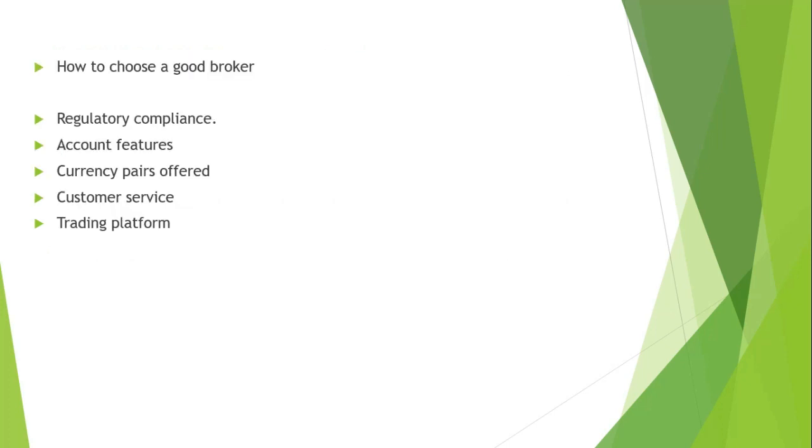We are going to discuss 5 things you should put into consideration while choosing a good broker. One is the regulatory compliance. The second one is the account features. Third is the currency pairs they offer. The fourth is the customer service. The fifth is their trading platform. It is good that you check these 5 things. This will enable you to know the type of broker you are dealing with.